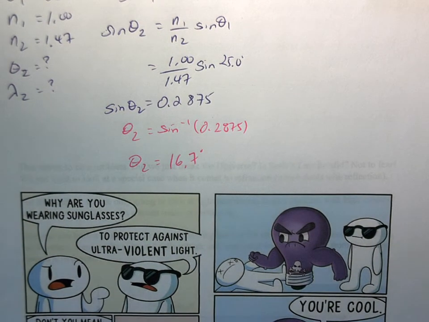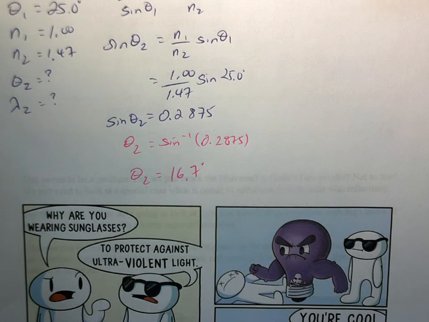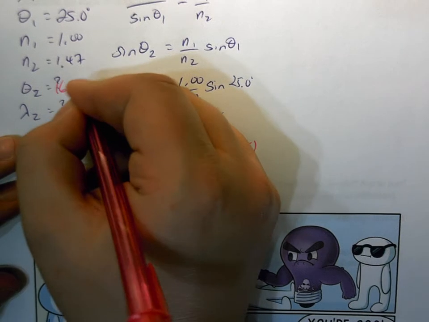Now let's do a little bit of a consistency check. We're going from a medium of low index to high index, so we should expect the angle of refraction to be less than the angle of incidence. 16.7 degrees is less than 25 degrees. So that's telling us that our light ray is bending towards the normal. That's good. So we know that this is 16.7 degrees.